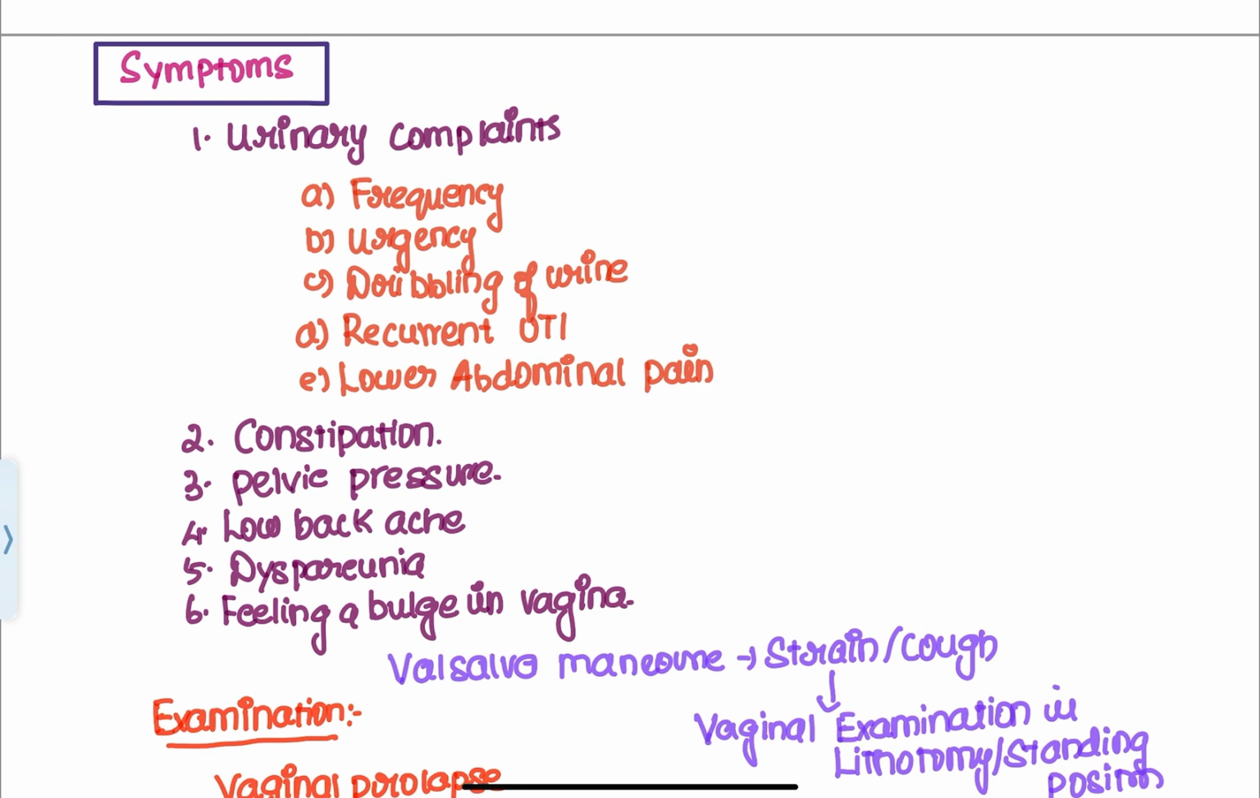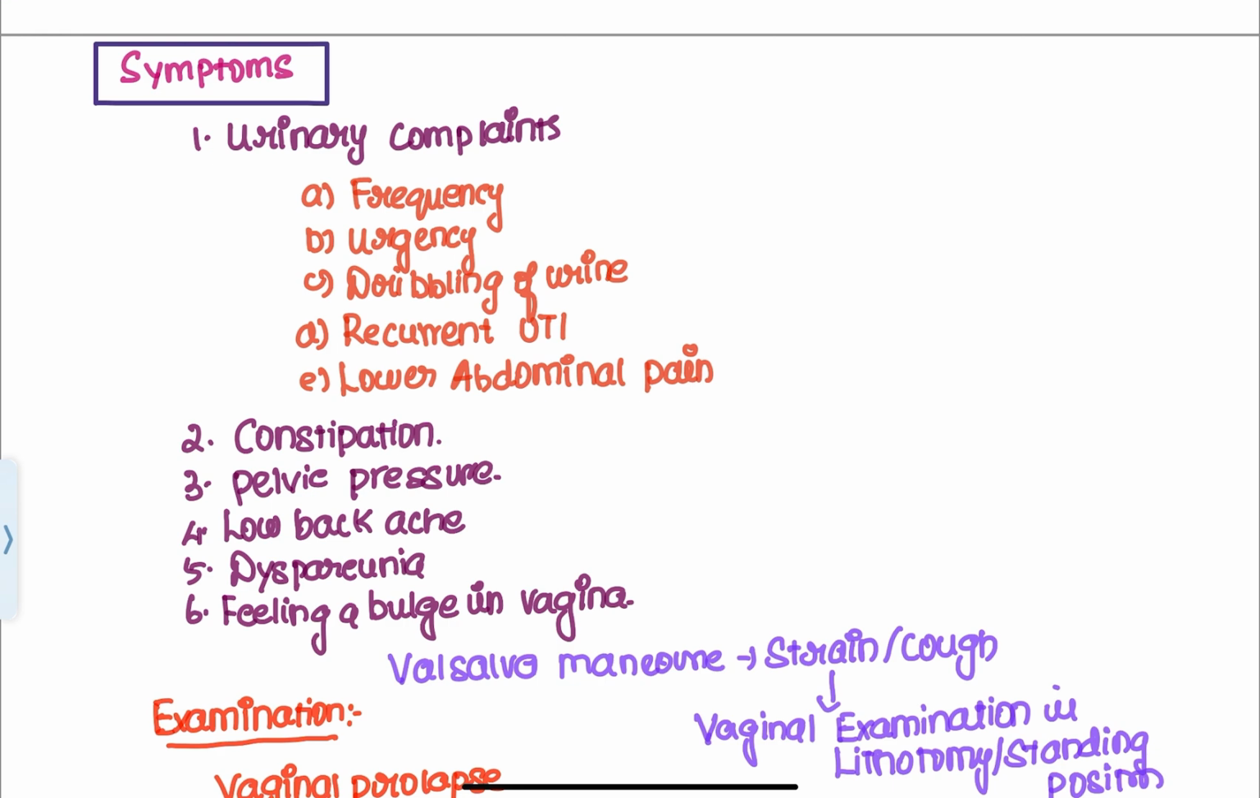So what are the urinary complaints which will be anticipated? You need to ask about the frequency of urination, the urgency of urination, and if there is any dribbling of urine, recurrent urinary tract infections and lower abdominal pain. So because of cystocele, that is the urinary bladder getting herniated through the upper two-third portion of the anterior vaginal wall, the patient might have complaints like frequency of urination, urgency of urination, constant dribbling of urine, recurrent urinary tract infections, lower abdominal pain. So these are the urinary complaints which are related to cystocele.